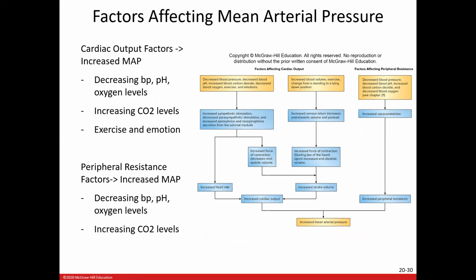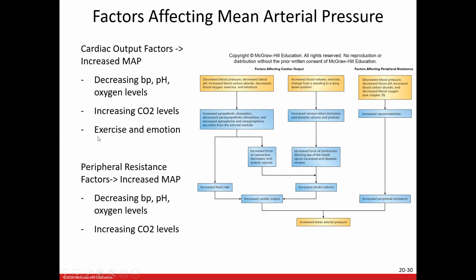There's a handful of factors that also affect mean arterial pressure. And the big ones are pH, blood pressure, and oxygen levels, along with CO2 levels. So for your cardiac output factors, that's the CO. If we manipulate the blood pressure, the pH, or the oxygen levels, and we lower those, that will lead to increased mean arterial pressure. Or if we increase the CO2 levels, that will also lead to increased mean arterial pressure.